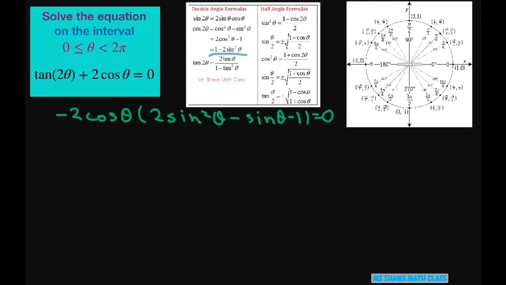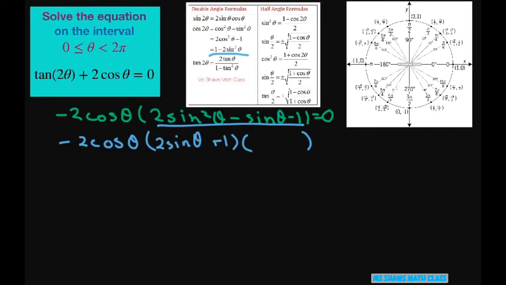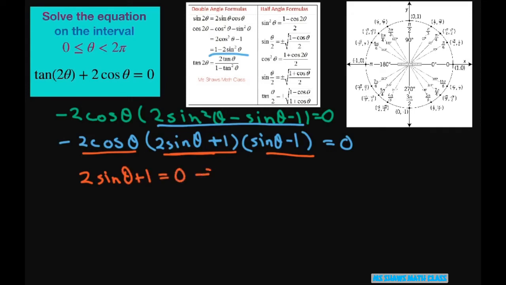Now that's why I chose this, because now we have this quadratic that I can factor. So this is going to be negative 2 cosine of theta, and I'll factor this as 2 sine of theta plus 1 times sine of theta minus 1 equals 0. So we basically have 3 pieces here that we set to 0. Let's do this one first: 2 sine of theta plus 1 equals 0. So that means sine of theta equals, subtract the 1, divide by 2, negative 1/2.